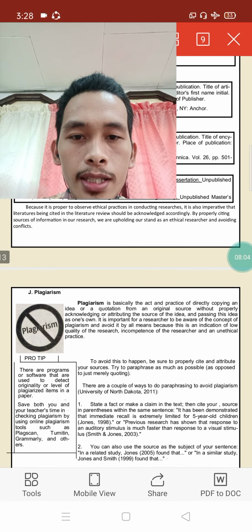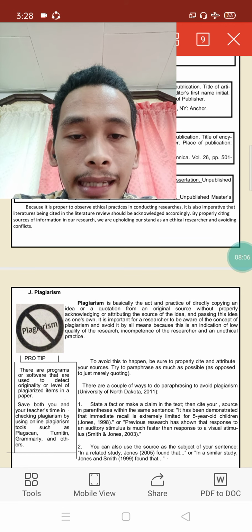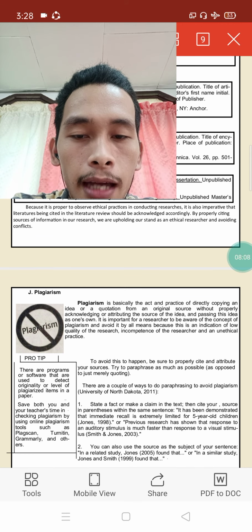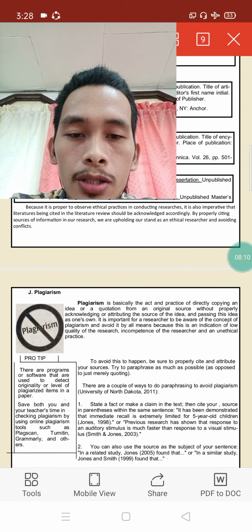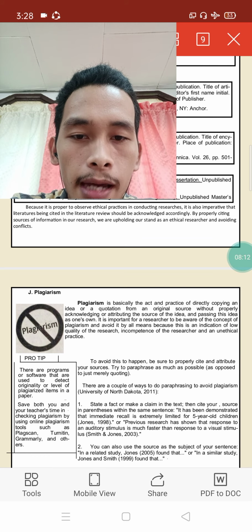Diba? What is plagiarism? Plagiarism is basically the act and practice of directly copying an idea or a quotation from an original source without properly acknowledging or attributing the source of the idea and passing this idea as one's own.